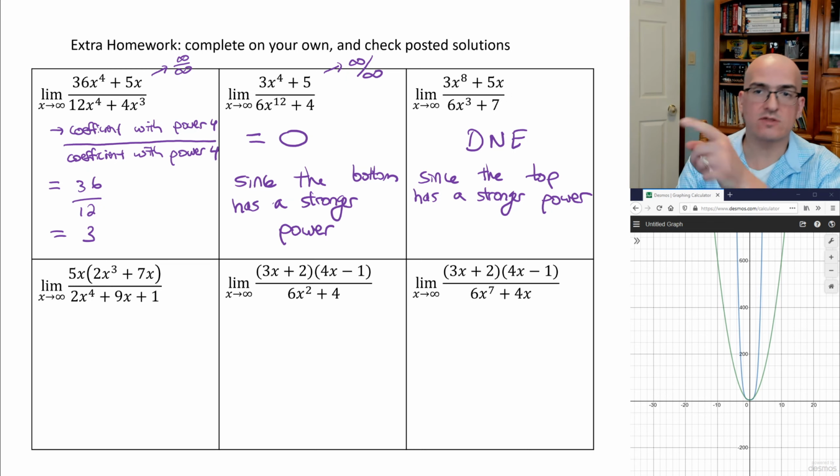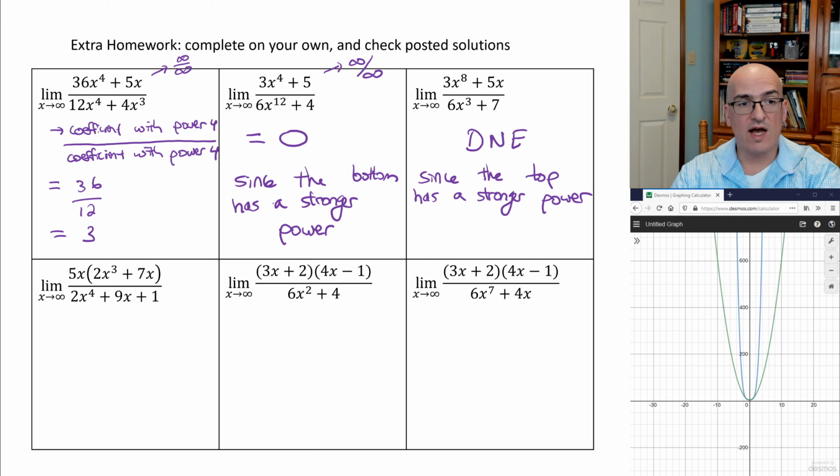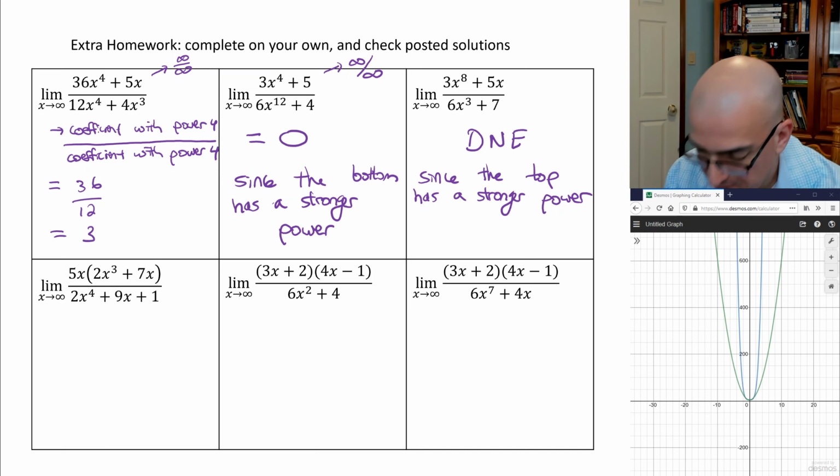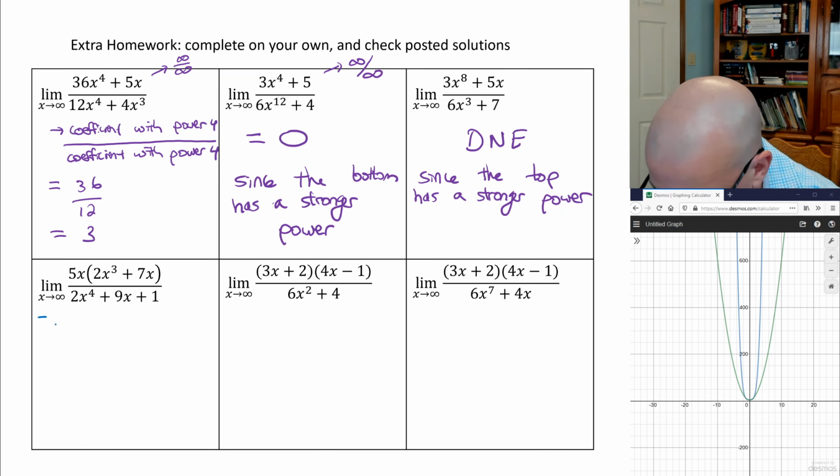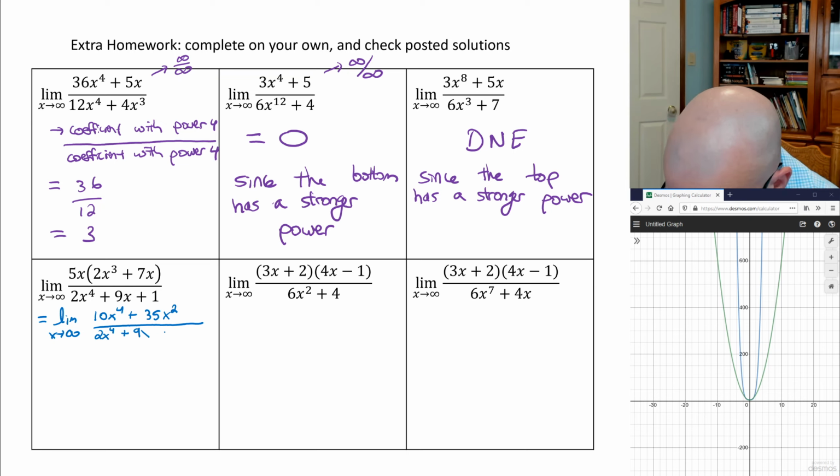Bottom row, you can't just launch into it. Remember, it has to be in fully expanded form. If you look at it in the way it is, it may appear to you that the top has the highest power of x to the 3, the bottom has the highest power of x to the power 4, so the answer would be 0, but it's not the case. If you expand it out, you get the following. Limit as x approaches infinity of 10x to the 4, so just expanding that expression, 10x to the 4 plus 35x to the 2 divided by 2x to the 4 plus 9x plus 1.